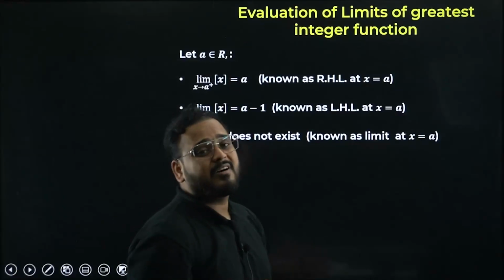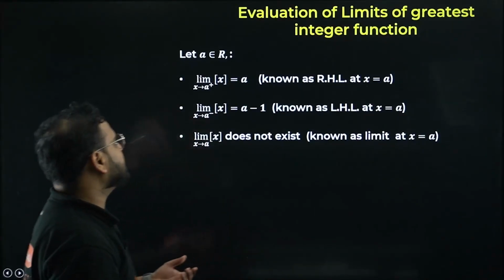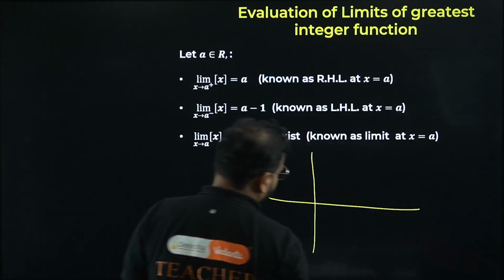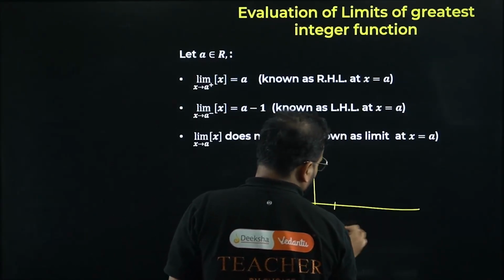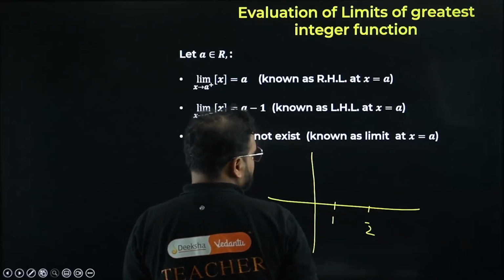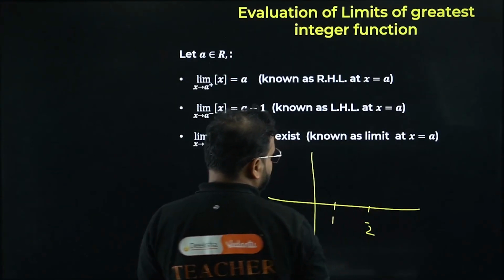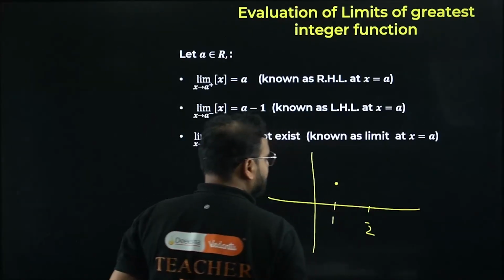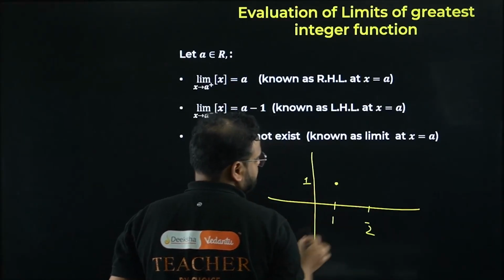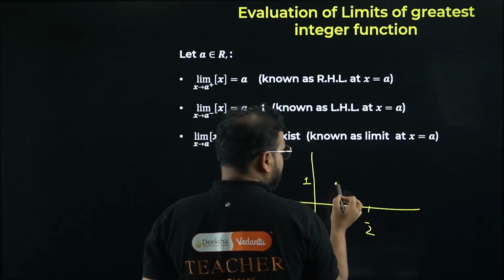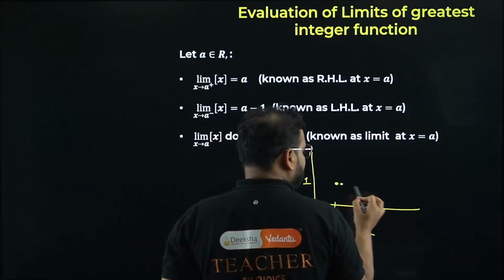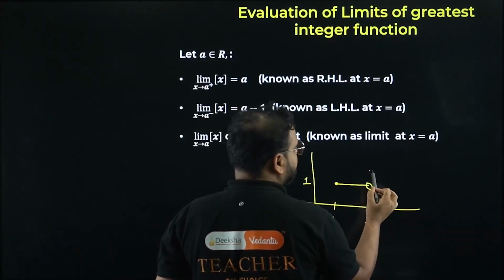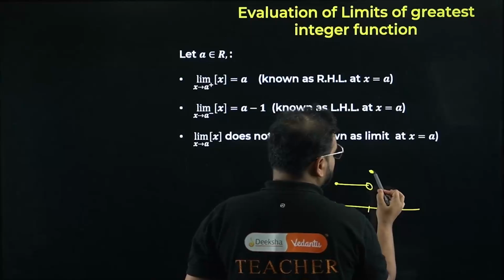Evaluation of the limits of GIF, greater integer function. What do you do in this? Simply understand this. If I draw the graph of this, let's talk about the point 1 to 2. At 1, it will be 1 only. At 1.1, again 1. At 1.2, again 1 only. Right before 2, it will be 1 only. But at 2, it will become 2.